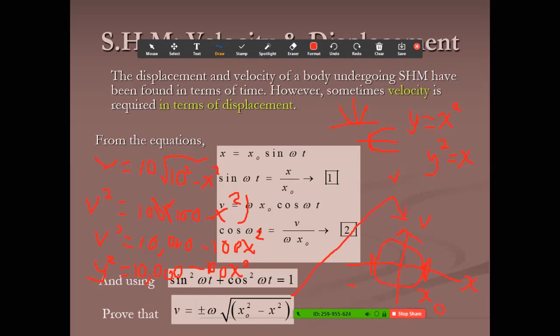The maximum value here, what is the V max? What is the maximum value it can be here? Omega X naught, because when X becomes 0, you get a V max. And when the pendulum moves through the equilibrium, your V is max, right? So V max is omega X naught. This is the graph for V versus X.